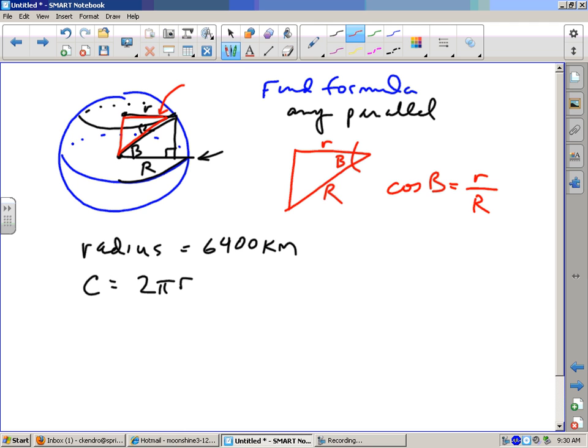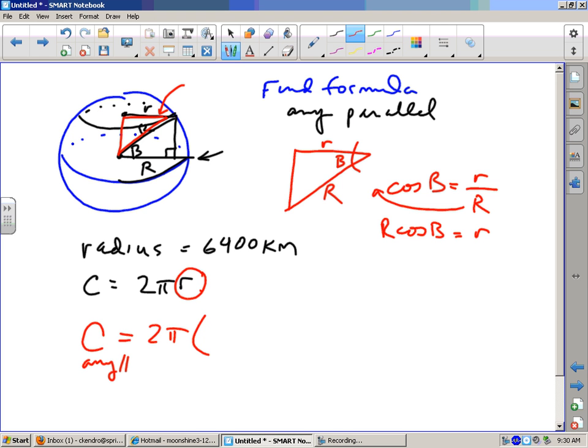All right, so now let's go back down here. Here I have little r. So the circumference at any parallel is equal to 2 pi r. Now our little r became, if I cross multiply over here, big R cosine B equals little r. So I'm going to put in for little r, R cosine B. So that's how the formula was derived. It was just by making triangles all over the place and finding one that fits our issue of finding any parallel. So from here on out, this is the formula you're going to use.